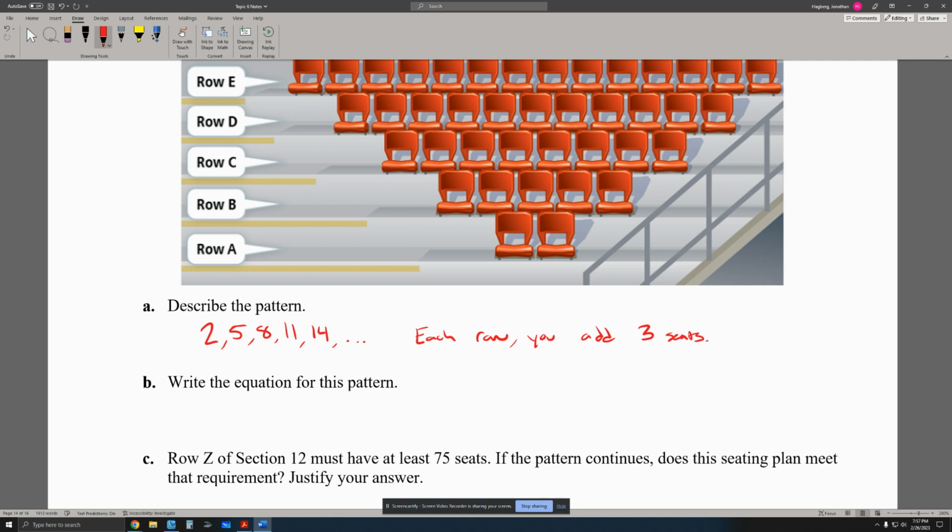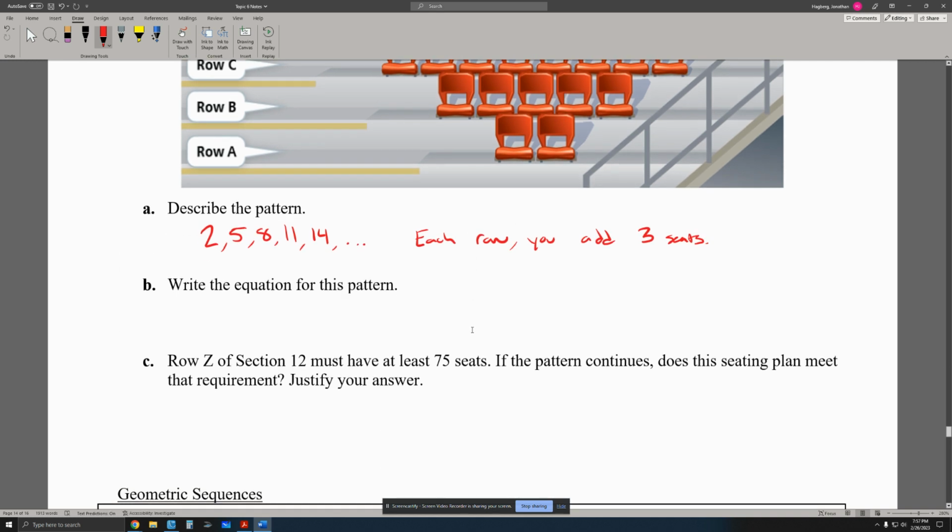Okay, so here's our pattern here. If I wanted to write an equation for this pattern, because we have an additive rate of change or a common difference, I know that this can be modeled using an arithmetic sequence. Now, as a reminder, let's go ahead and write the explicit formula for this arithmetic sequence. A sub n is equal to the first term, 2, plus the quantity n minus 1 times the common difference, which in this case is 3. We're adding 3 each time.